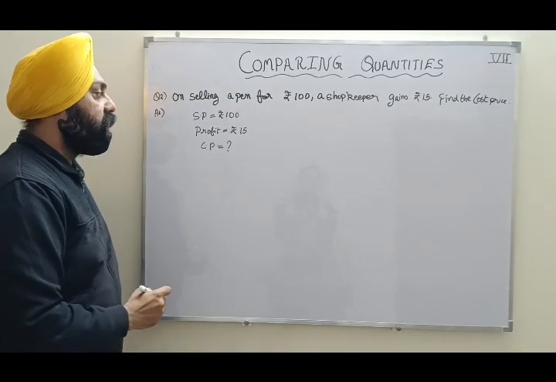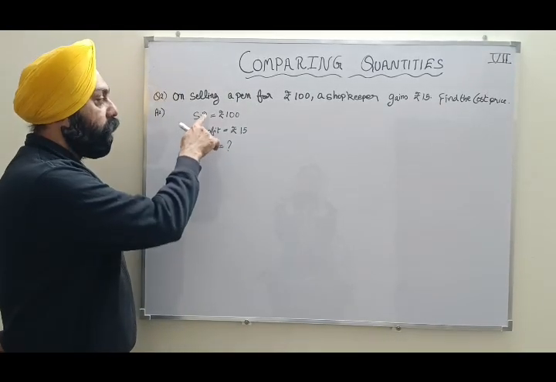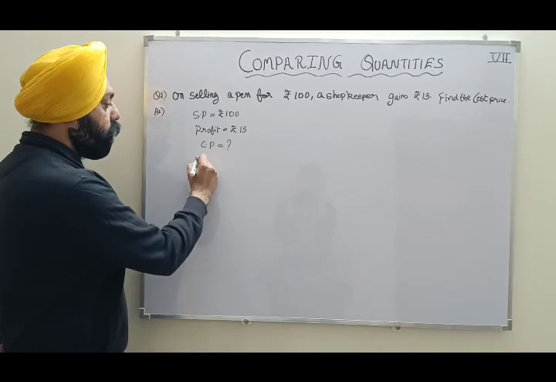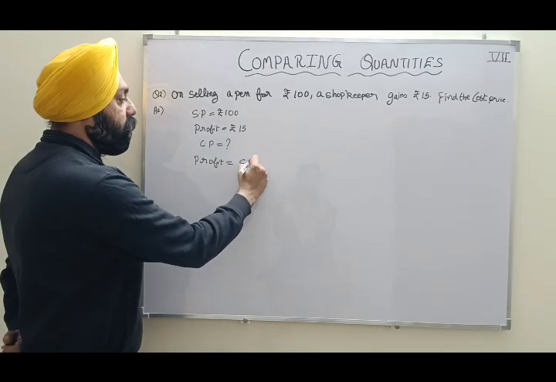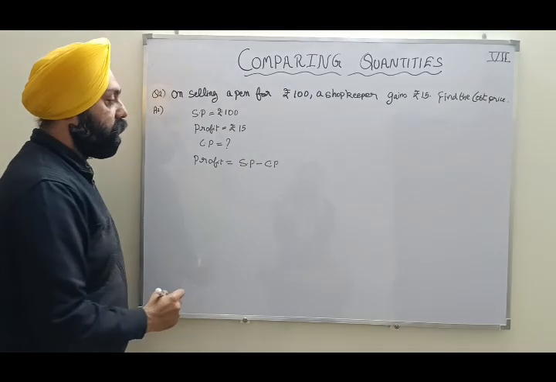So again, now we know that we have a formula connecting profit, SP and CP, which is profit is equal to SP minus CP. So what we will do?